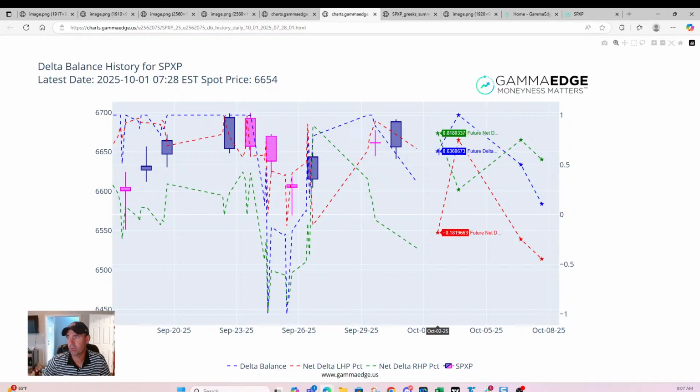The delta balance goes back up towards the 2nd, and then on into the end of the week towards the 3rd. That does recover to the 1, but then after Friday, we do see this start to come back to the downside.